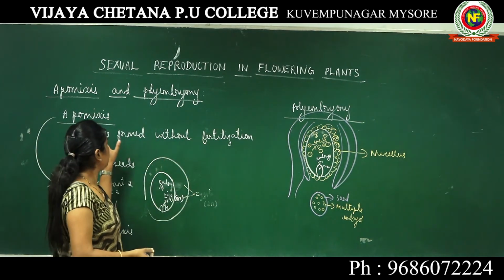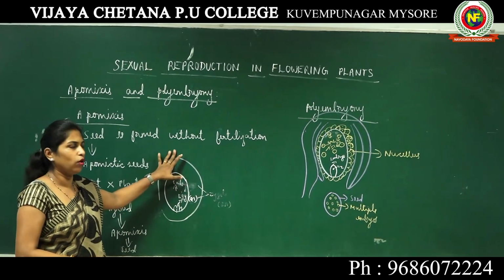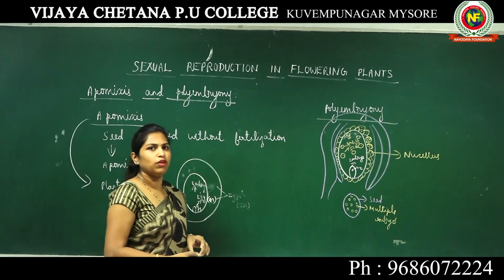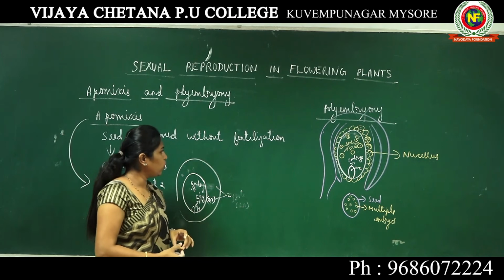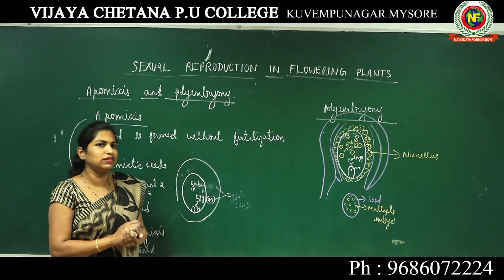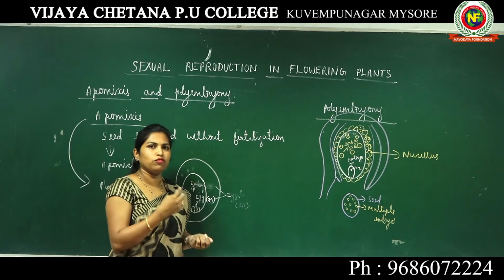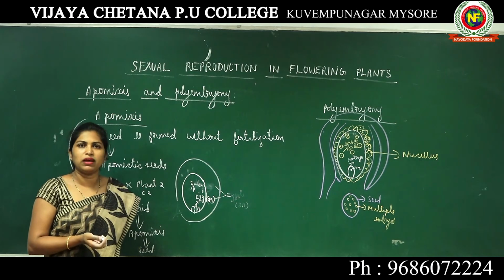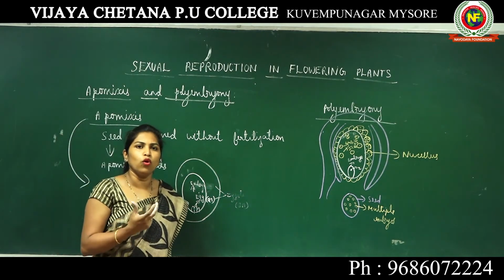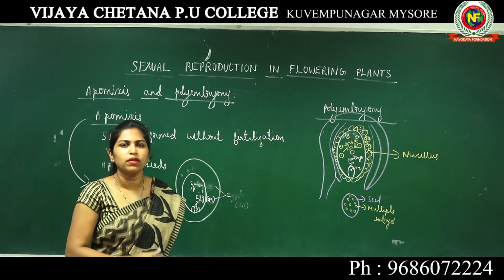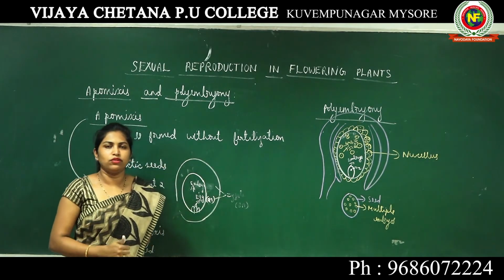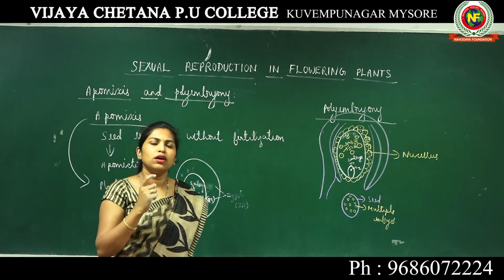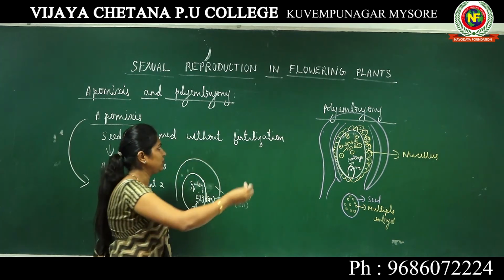So with this we are ending the apomixis and polyembryony topic. Also we are ending the chapter known as sexual reproduction in flowering plants. Now I hope the whole chapter is clear to you. In this chapter we have studied the structure of a bisexual flower. Under this we have studied the 4 whorls present inside a flower: calyx, corolla, androecium and gynoecium. We have studied pre-fertilization events, fertilization events, post-fertilization events.